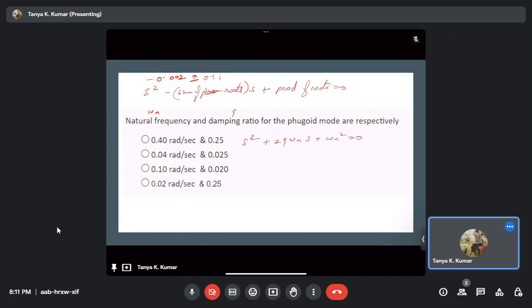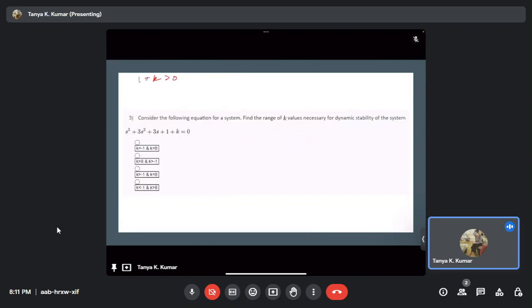Consider the following equation of a system. Find the range of k values necessary for dynamic stability. This again we had done in the last session. First case is that all the coefficients must be positive. So 1 plus k must be greater than 0, or k must be greater than minus 1. Next you have to make the roots table. If these are a, b, c, d coefficients, your roots table is a, c, b, d, and then you have a1, b1, and all the entries in the first column must be positive.